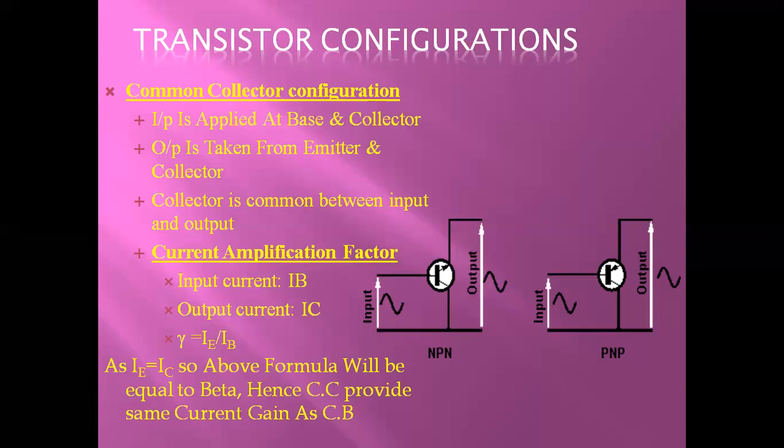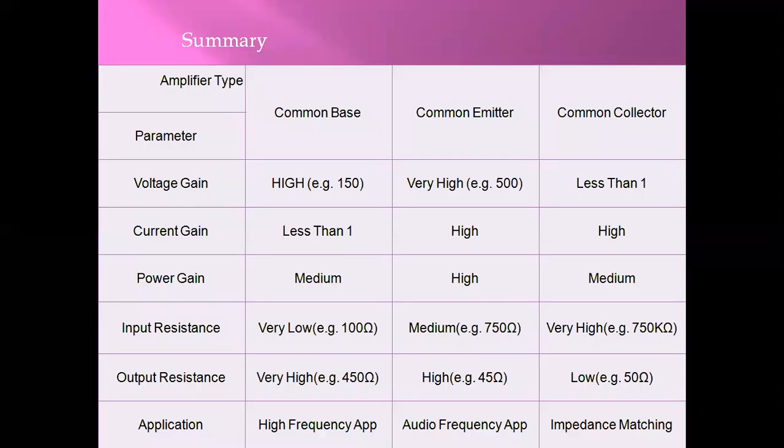This common collector provides the same current gain as the common base. Moving on, with respect to the summary of these three different configurations, we will have a short look at the common base, common emitter, and common collector regarding the voltage gain, input resistance, output resistance, and the type of amplification, and what parameters we are considering. We'll have a detailed look over it.